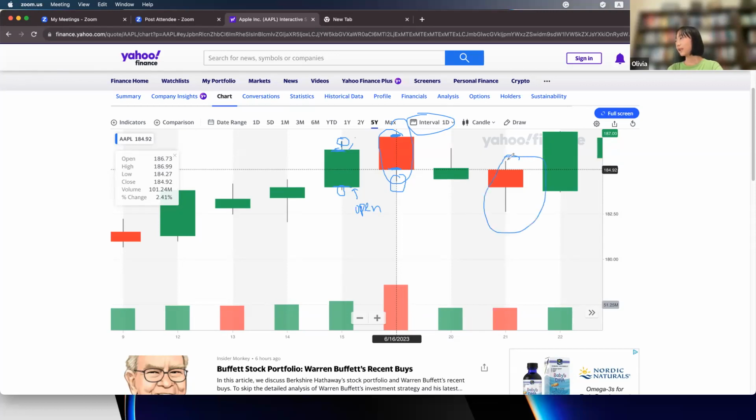If you take a look at this candlestick, this is red, right? Which means over that day, its price decreased. And so since the price decreased, this is the opening price and this is the closing price. The closing price is lower, as you can see. The opening price is about 184, but the closing price is around 183.